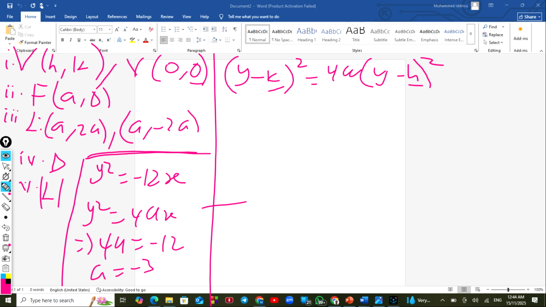Okay. So for our focus, the focus is the point (a, 0), where a is this value from the general or the standard form, after comparing the standard form to what we have.